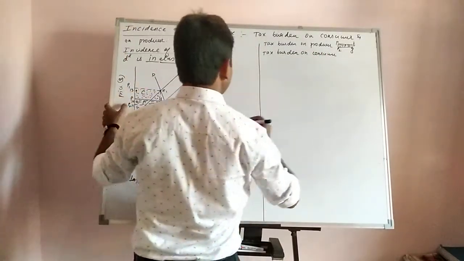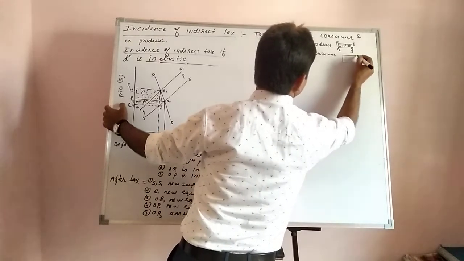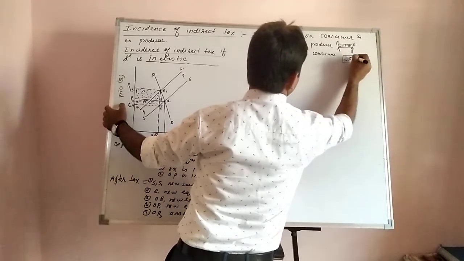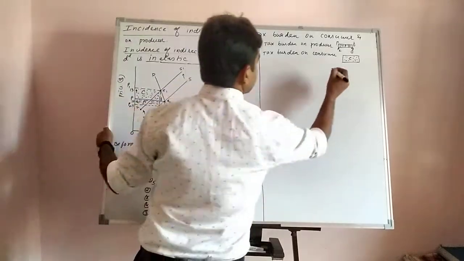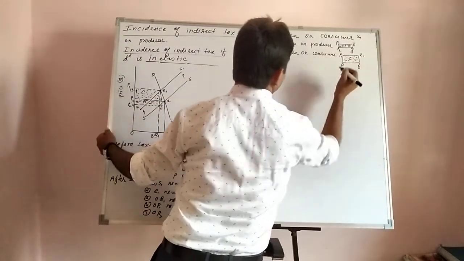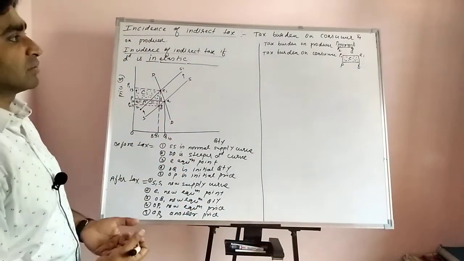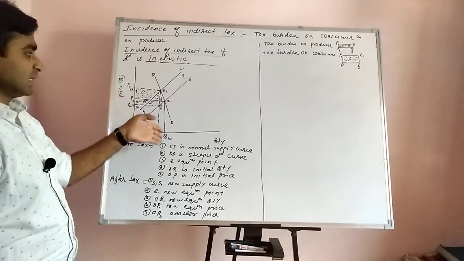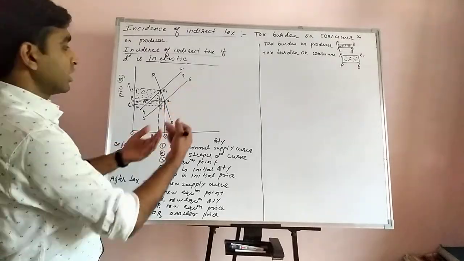Okay, tax burden on consumer is P, F, E1, P1. So you can find out there is a more tax burden on consumer and less tax burden on producer if demand is inelastic or steeper. But how much? We'll figure it out.